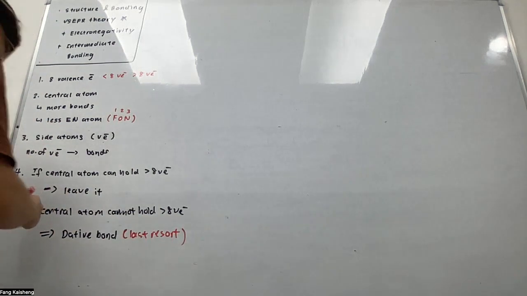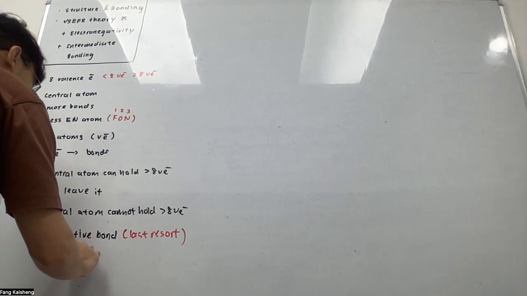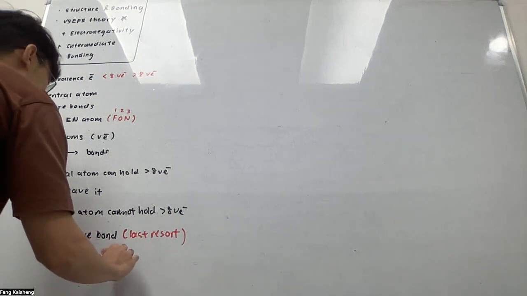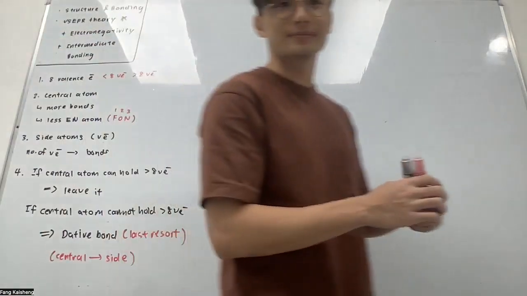And also, I told you guys most of the time, whenever this situation comes about, your dative bond is always given from the center to the side. The central atom gives to the side atom, and that is the rule for dative bonding.